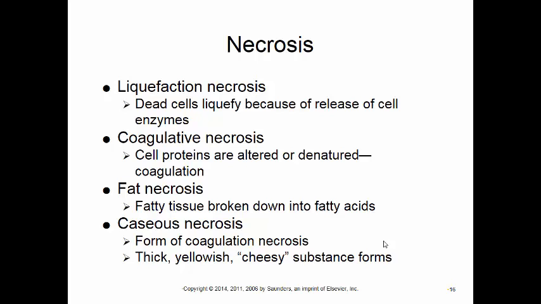So a few different types. The first one is liquefaction necrosis. This is where the dead cells actually become liquefied because of the enzymes within the cell, and they kind of just eat the cell up and cause it to liquefy. Coagulative necrosis is where the cell proteins are altered or denatured and cause coagulation. And then we have fat necrosis, where the fats inside the cells are broken down. And then caseous necrosis, a form of coagulation where it looks like a thick, yellow, cheesy substance.